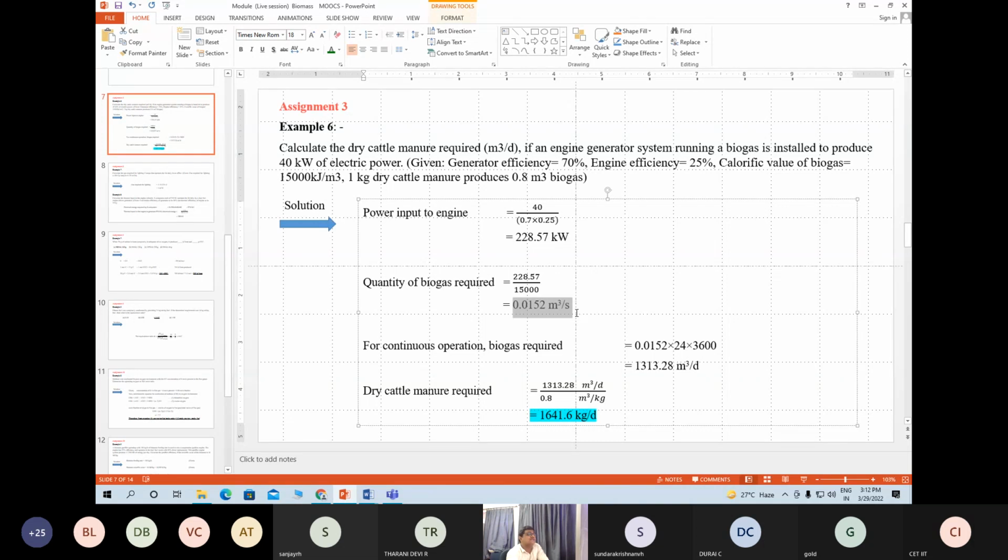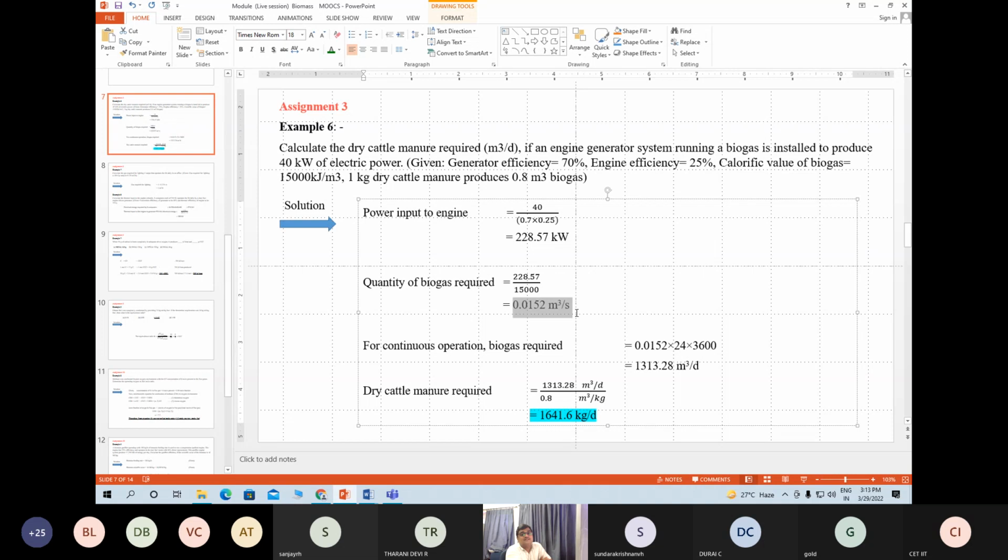Okay, now this is a continuous process. Suppose you consider the total amount of gas required continuously over a whole day, because this is on a per second basis. For the per day basis, you simply multiply by 3600 seconds and then by 24 hours, since we have a 24-hour cycle. So this much gas is required on a per day basis to produce this much power. Clear?